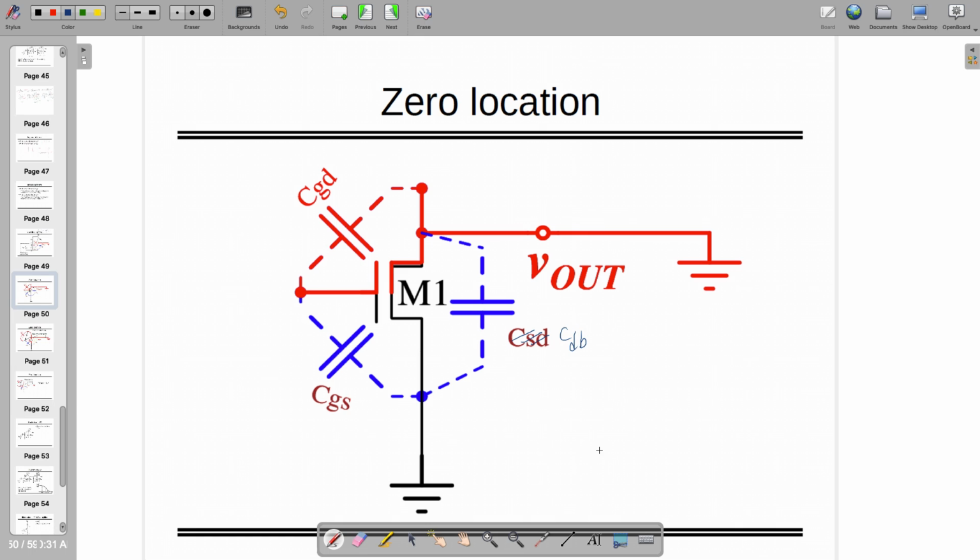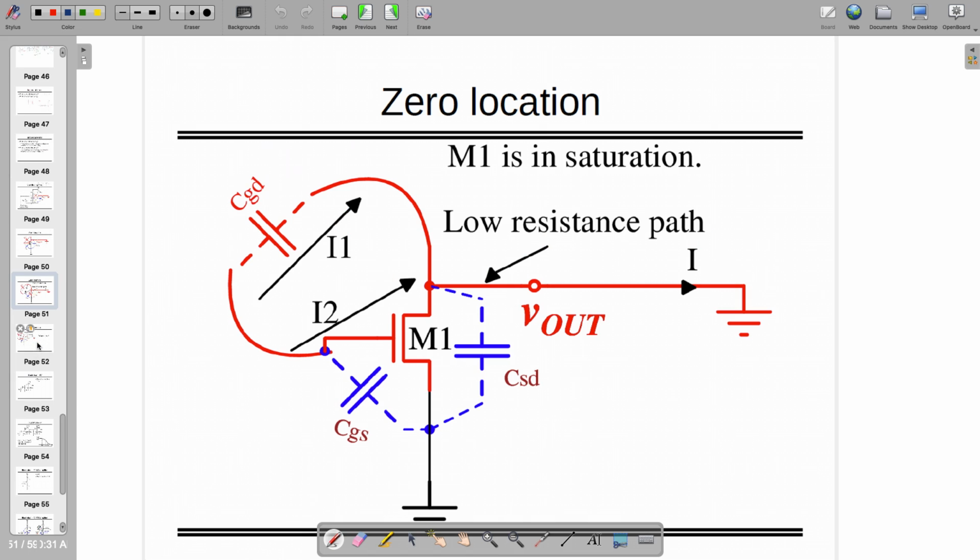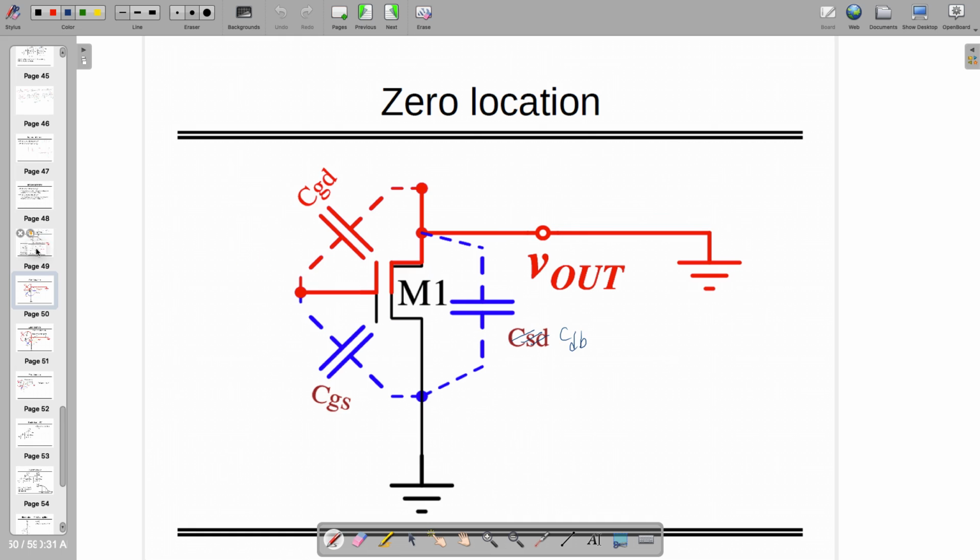If you are doing this and moving further, you can see that there are two paths. One is this side, one is this side. Let's call the first current I1 and the second current I2, and V out becomes 0 when I1 equals minus I2 or vice versa. So I1 equals I and I2 equals minus I. Then this is possible, right? The current is not moving this way but it's going this way. This is one fact, and that is what is shown over here.